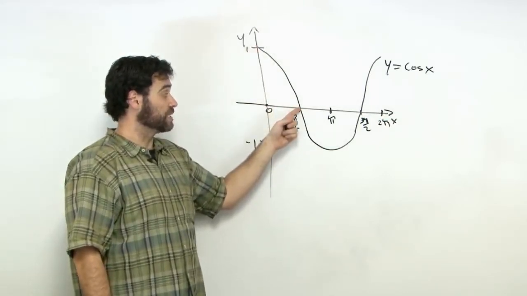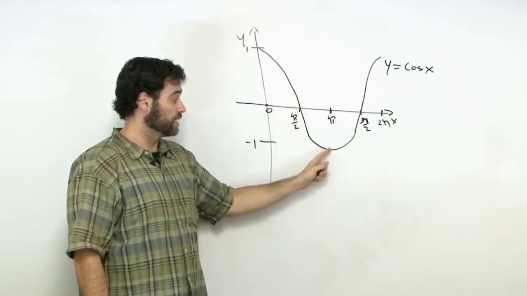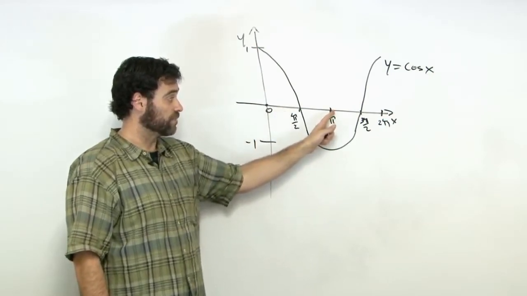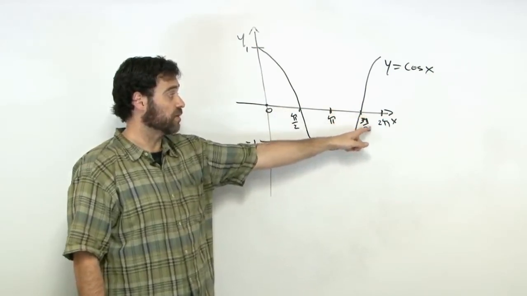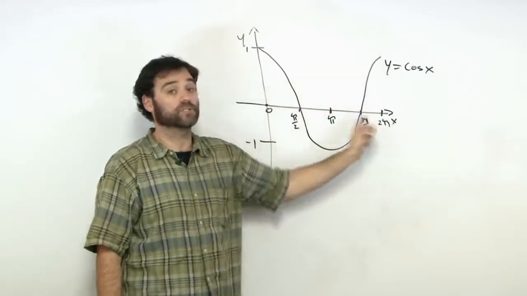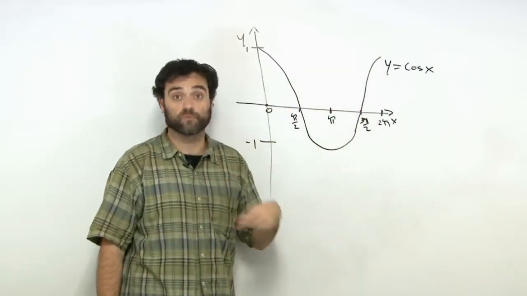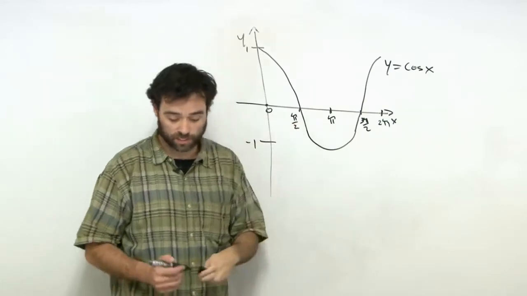So again, if we start at 0, it's at 1. Back to 0 at 90 degrees, or pi over 2. To -1 at pi. Gets to 0 at 3 pi over 2, and then gets back up to 1 at 2 pi. One complete period, one complete cycle of a cosine curve.